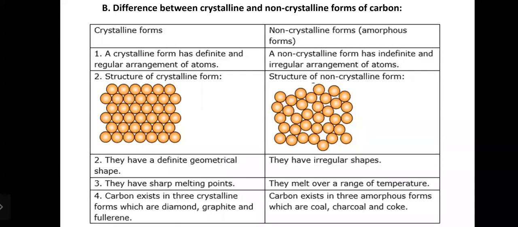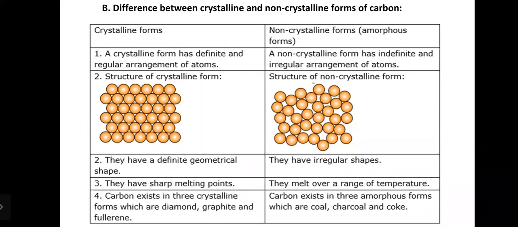So on a range means some part of the material may melt at 40 degrees Celsius, some may melt at 50 degrees Celsius. So there is no sharp, single temperature at which the whole material melts in amorphous or non-crystalline form. But in crystalline form, the whole material melts at a single temperature.